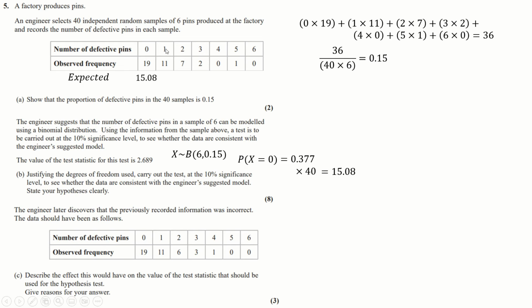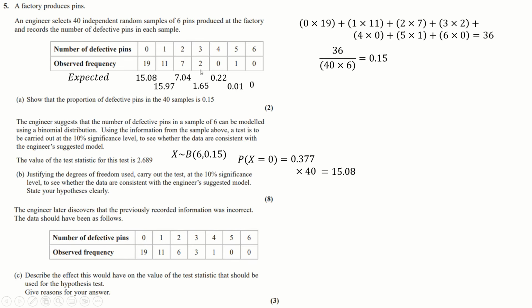And then you do the same thing. So P of x equals 1, times it by 40, you get this number, and so on. And the reason you have to do all this is because even if they've told you the value of the test statistic, you need to know how many columns are going to be collapsed here so that you can do the degrees of freedom bit. So you need numbers to be over 5.